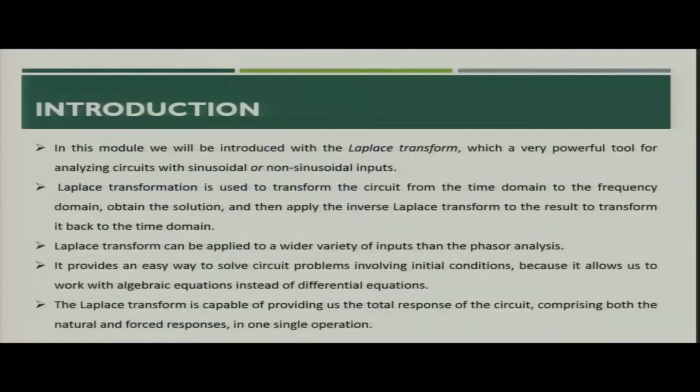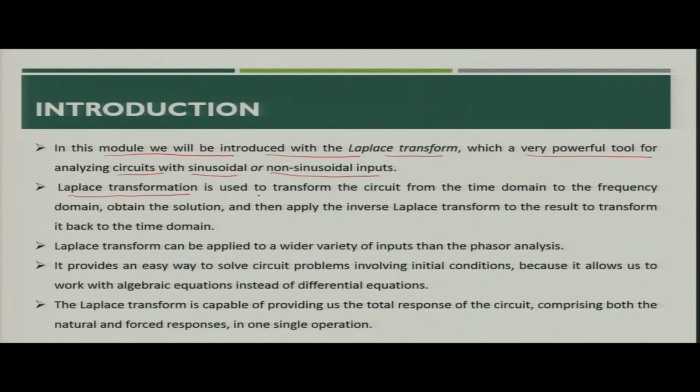we apply the Laplace transform in these types of circuits, it is easier to solve first order and second order circuits. So, before going into the details, let us first try to understand what is the Laplace transform. In this module we will be introduced to the Laplace transform, and this is a very powerful tool for analyzing the circuit with sinusoidal or maybe non-sinusoidal input.